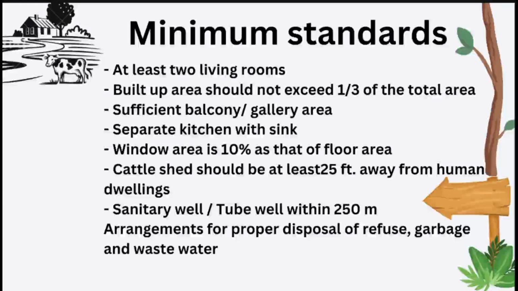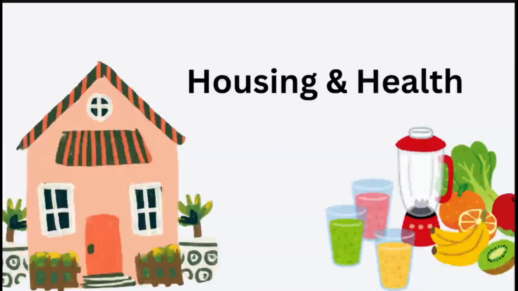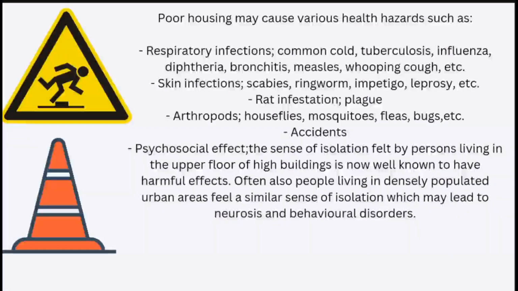For what purpose are we learning all these things? Because housing and health are related. Housing is a part of the total environment of a man and is to some extent responsible for the status of man's health and well-being. So poor housing may cause various health hazards such as respiratory infections, common cold, tuberculosis, influenza, diphtheria, bronchitis, measles, whooping cough, and skin infections, or rat infestations like plague. Arthropods like houseflies, mosquitoes, and fleas may breed all around, and some accidents can also occur.